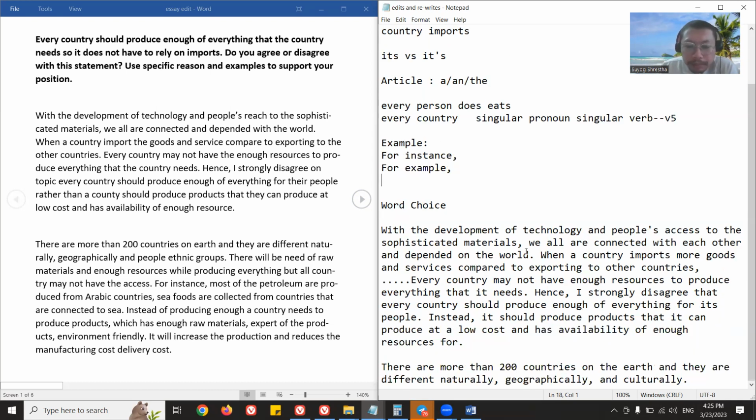Okay, all right. So there will be need of raw materials and enough resources when producing everything, but all country may not have the access. But all one is, now another mistake here.